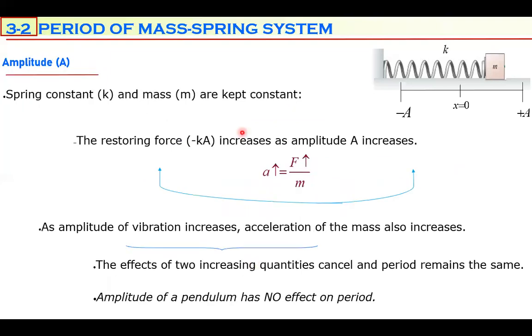Amplitude. If amplitude increases, restoring force increases. Yes, restoring force increases. However, you also increase the distance, and amplitude means distance. Distance is increasing, restoring force is increasing, acceleration is increasing. However, time of travel will not change. So making the amplitude longer increases the acceleration. However, you already made the distance longer. Time of travel will not change, which means period will not change for the mass spring system.